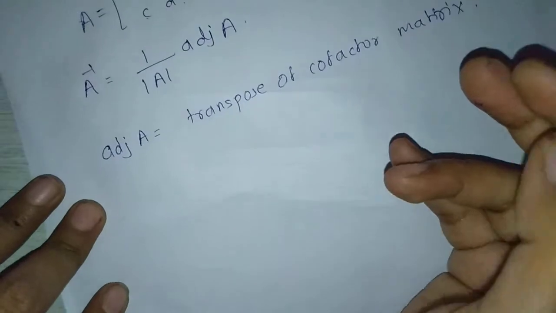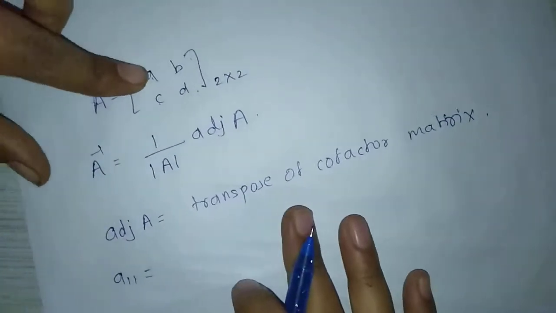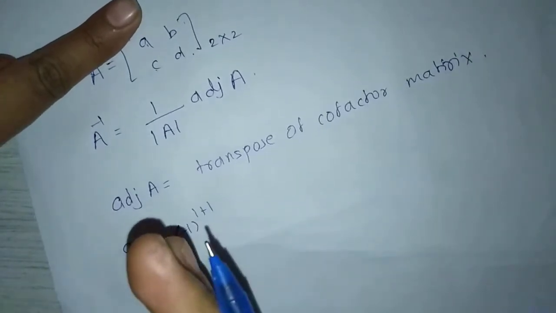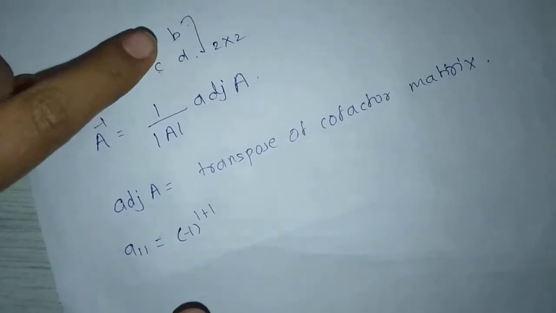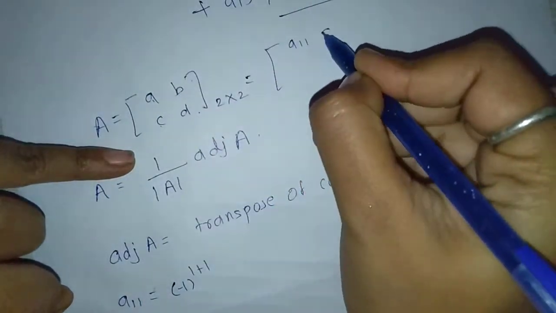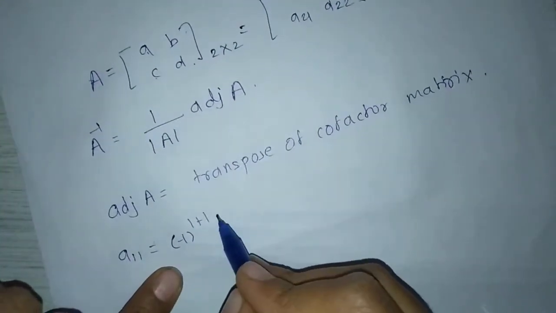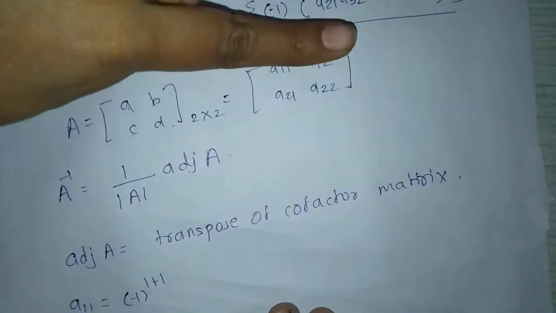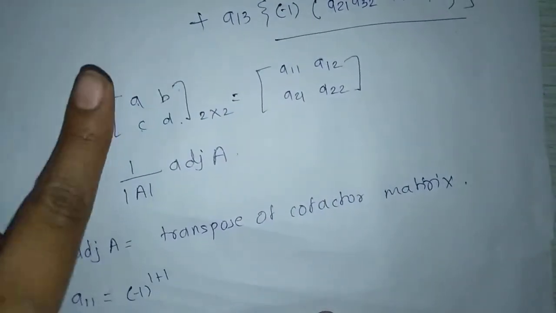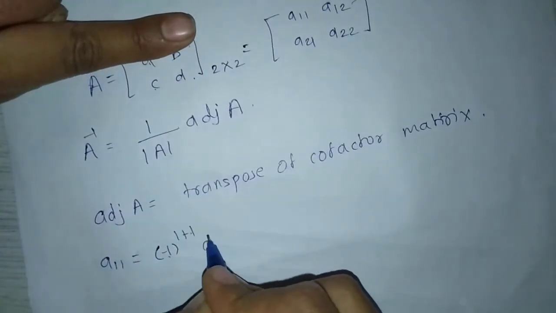Now to find the cofactor matrix, first entry A11 means -1 raised to 1 plus 1 to find the cofactor. Here A11 lies in the first row and first column. If we equate this matrix with A11, A12, A21, A22, means -1 raised to 1 plus 1. Now eliminate the first row and first column. What will remain? A22. Here, with the first row and first column eliminated, we get only D, means -1 raised to 1 plus 1 into D.